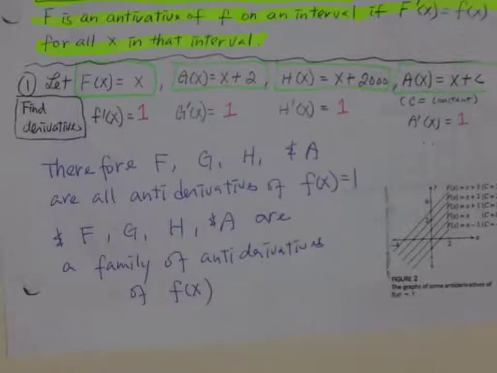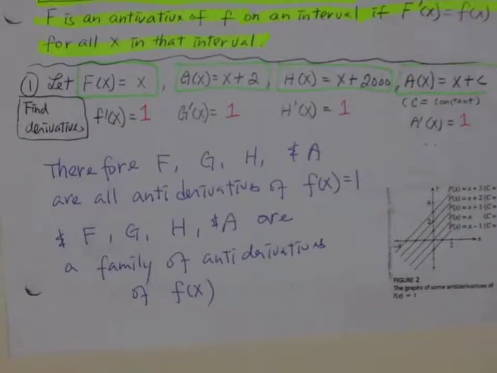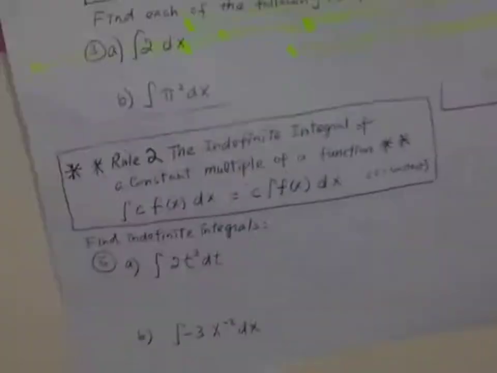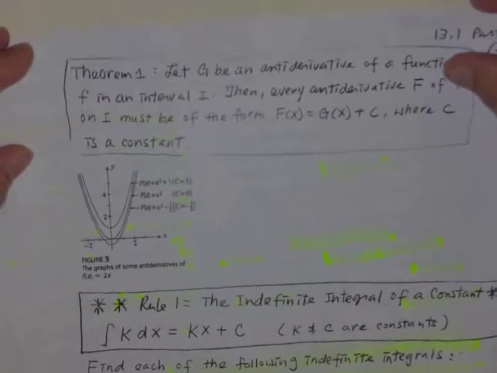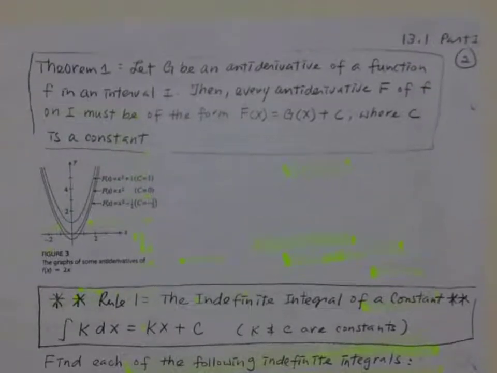Okay, let's look at the next page. On the next page, we have another family to introduce to you. Sorry, those highlights bleed out to the second page. The first theorem says: let G be an antiderivative of a function f on an interval I, then every antiderivative F of f on I must be of the form F of x equals G of x plus c, where c is a constant.